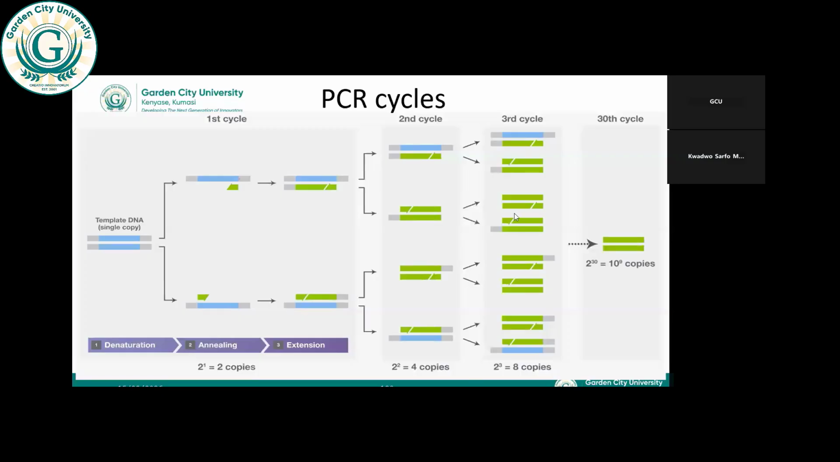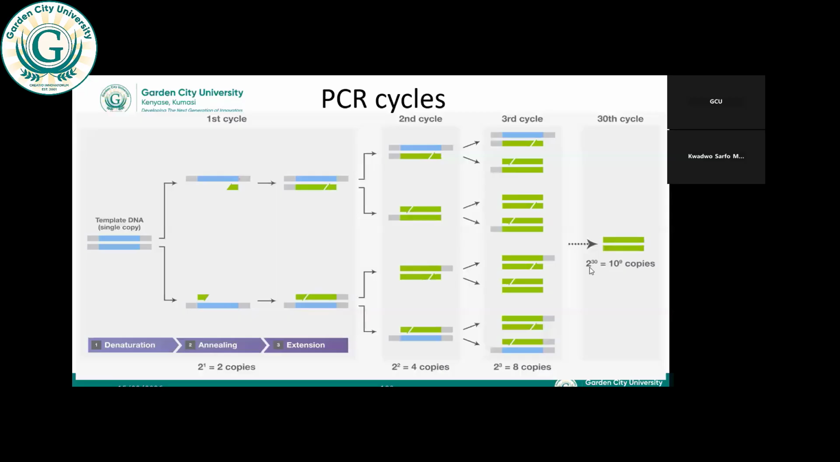So the next cycle, cycle 3, is 2 raised to the power 3. So we end up with 8 copies, because all the 4 will open up. Then the primers will bind to all the 4. Polymerase will extend and make all the 4 double. So if 4 is doubled, then it's 8. So that's how the DNA becomes amplified at every cycle, copied, doubled, and then you end up having a lot.